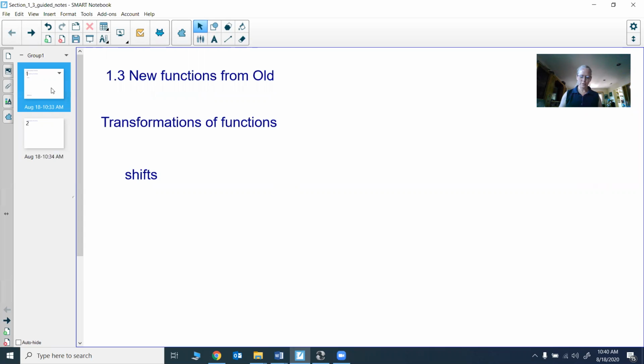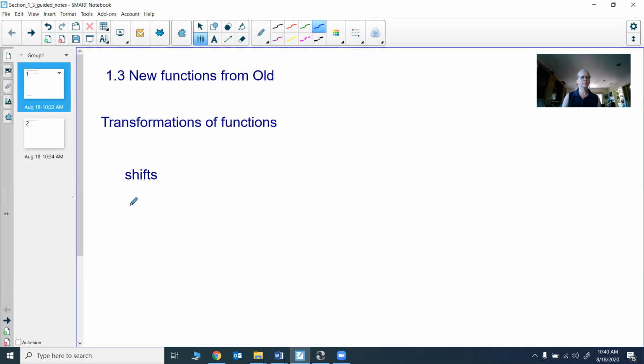So this section, section 1.3, is on new functions from old functions. Again, we have these basic functions we're dealing with, and now we're going to transform them into new functions from the old ones. So some of the transformations we can do is shifting.